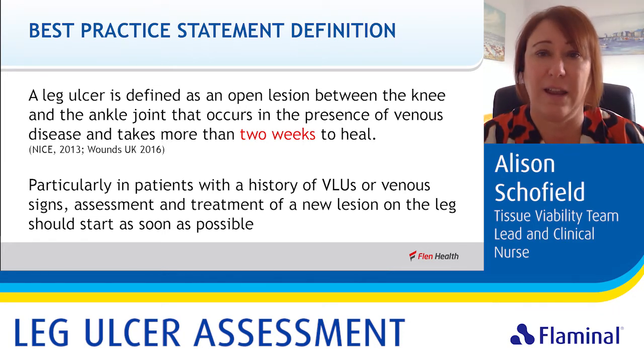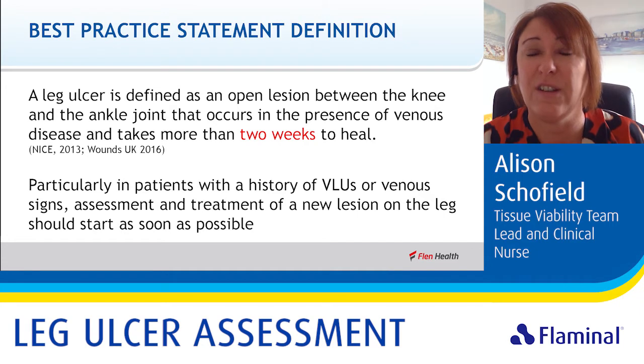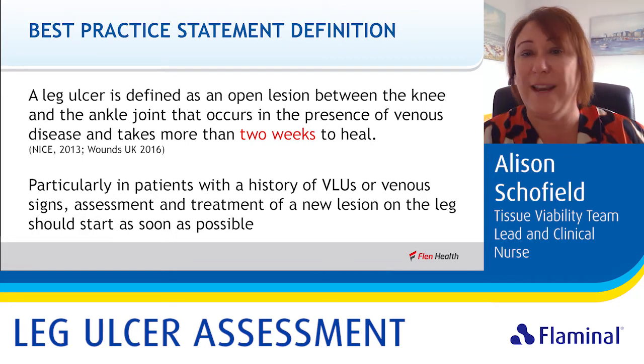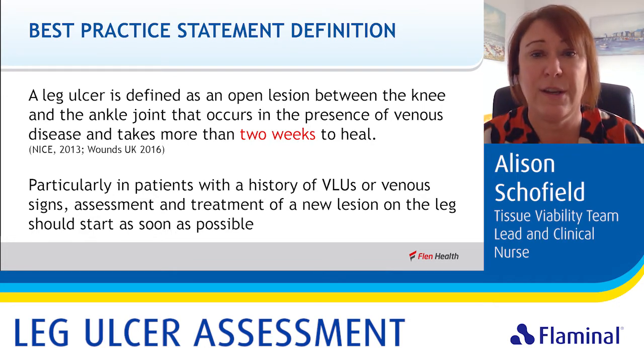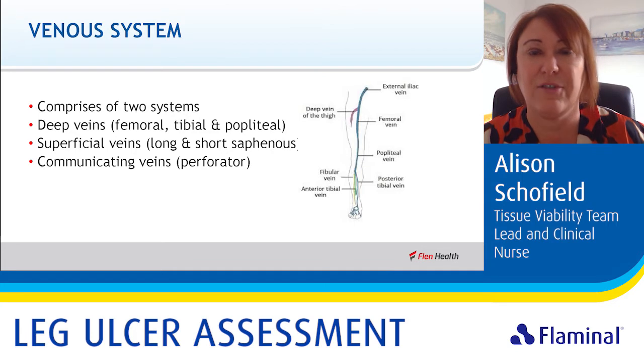The best practice statement defines a leg ulcer as an open lesion between the knee and the ankle joint, and this occurs in the presence of venous disease, and it is a wound that shows no signs of healing within 2 weeks. Now that's a change in definition, because years ago we always used to say 4 to 6 weeks. This is 2 weeks, and then we need to be putting our plans into place. So particularly in patients with a history of venous leg ulcers or venous signs, assessment and treatment should start as soon as we can.